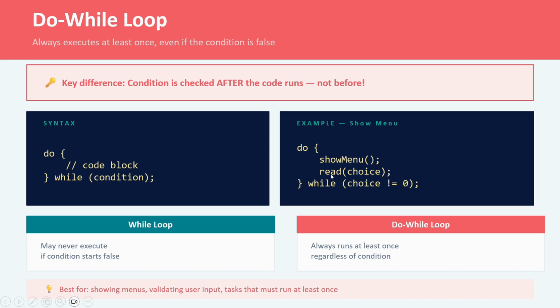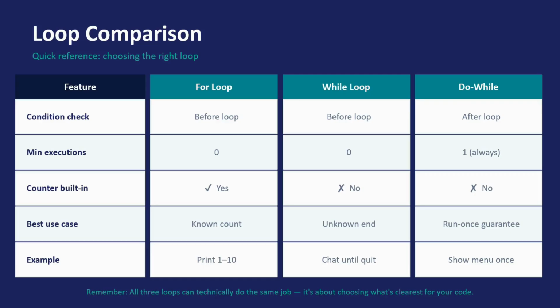Suppose we write do, and here we write, for example, show menu or read choice. I want this to be printed even if my condition is true or false, it doesn't matter, so I use the do while loop. Okay, so let's see the comparison.